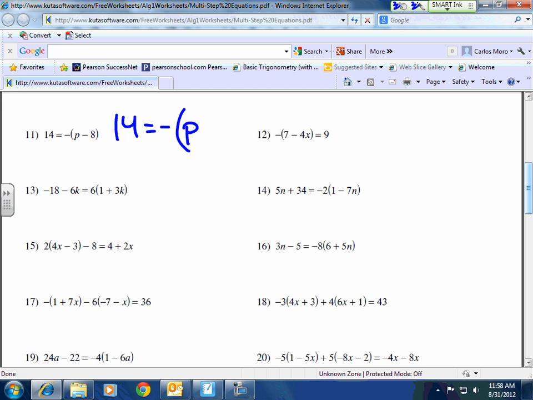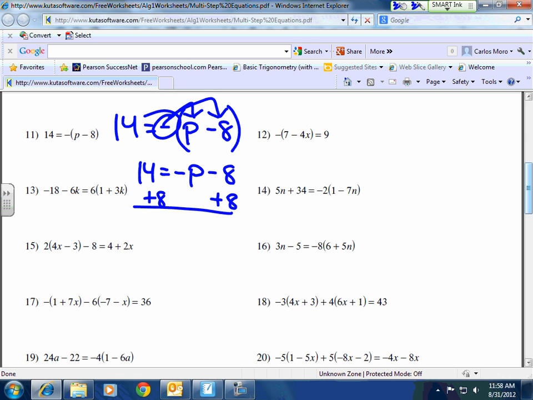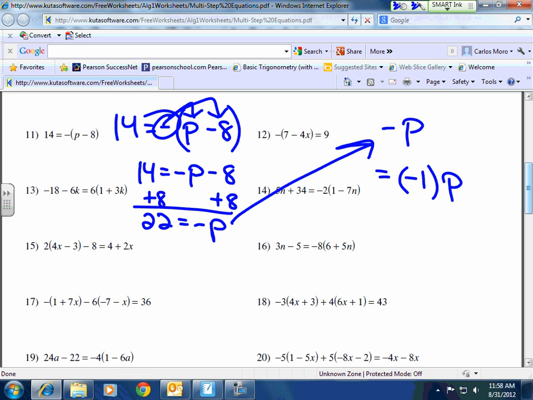14 equals negative, parentheses, p minus 8. Remember, this negative on the outside here, that's a negative 1 being multiplied, distributed to the p minus 8. So when I distribute that negative, I'm going to get 14 equals negative p minus 8. Undo addition and subtraction, so I add 8 to both sides. 22 equals negative p. The relationship between the negative 1 and the p is multiplication, because this negative p really represents a negative 1 times the variable p. So I'm going to divide by negative 1 to both sides, and p would equal negative 22.